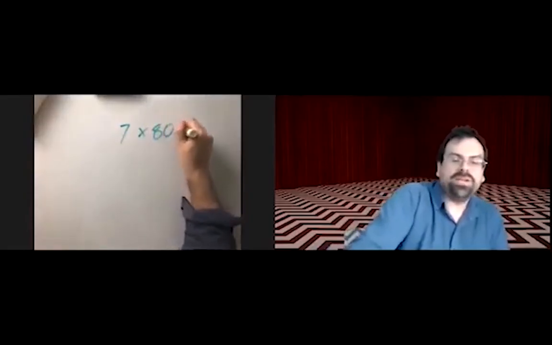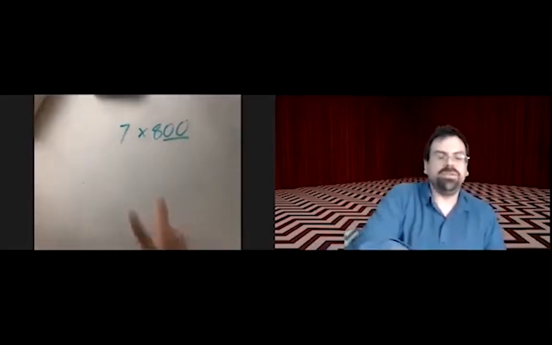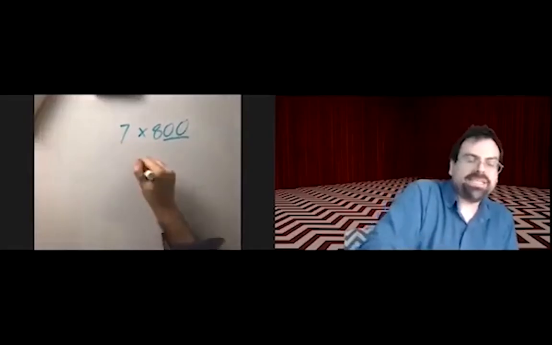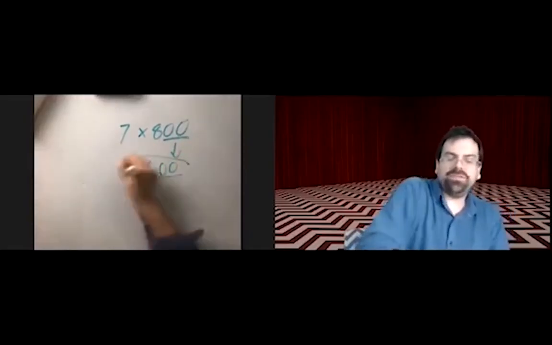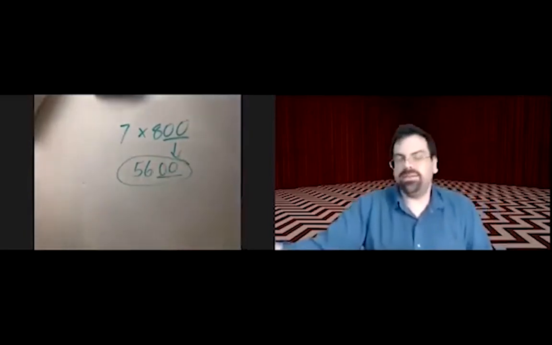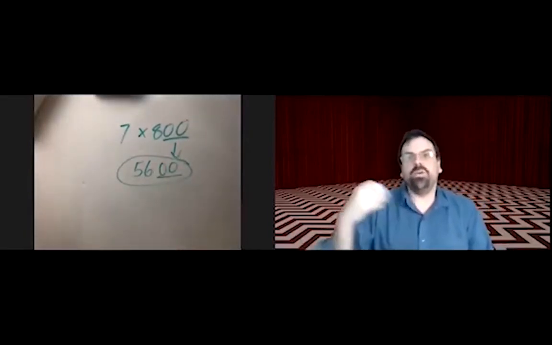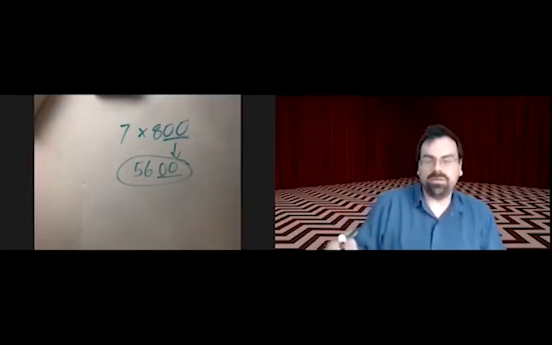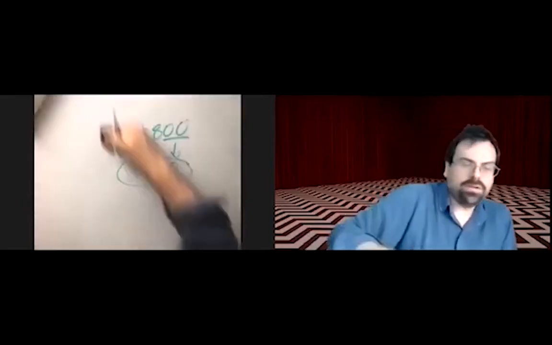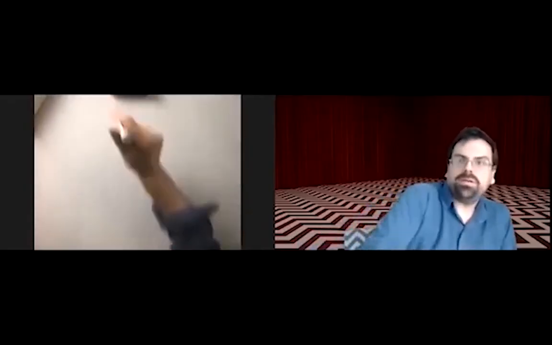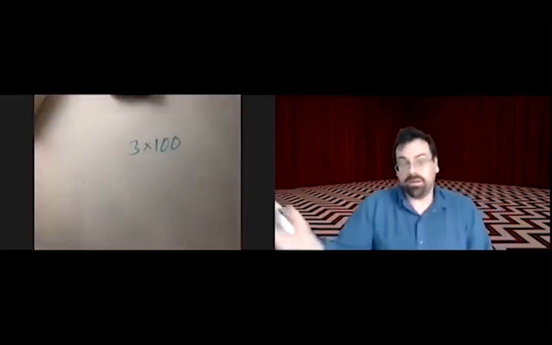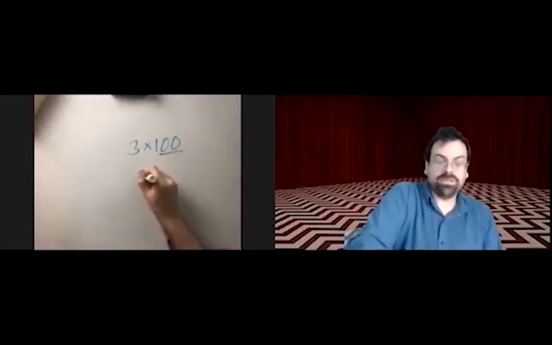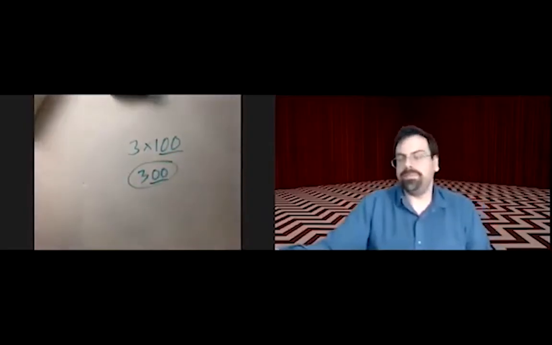Seven times 800. We can cut off these 2 zeros, do 7 times 8 is 56, and then add those 2 zeros back on to the end, 5,600. We like numbers that end with 0. Easier to see. 3 times 100 is obviously 300, right? 3 times 1 is 3. Add on the 2 zeros, 300.